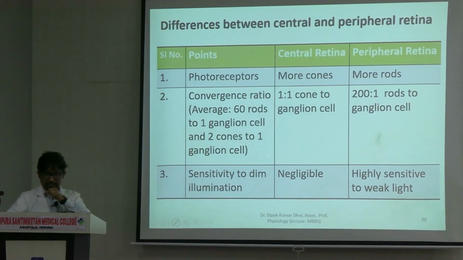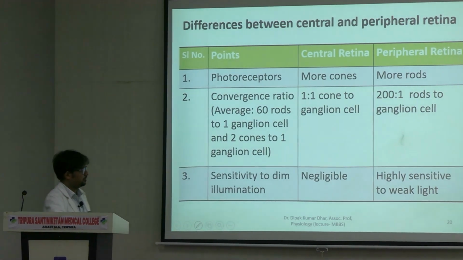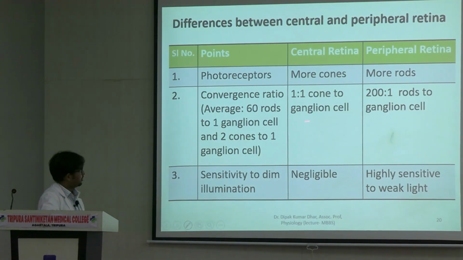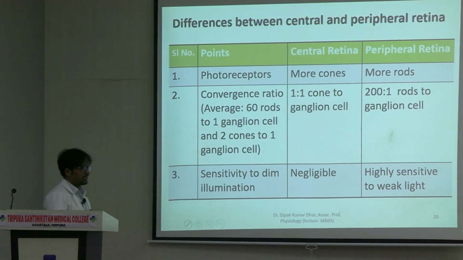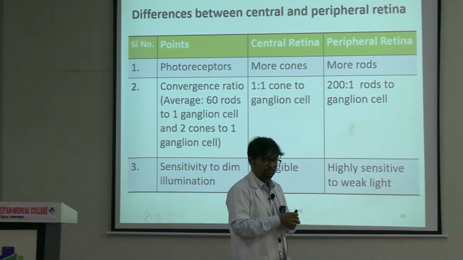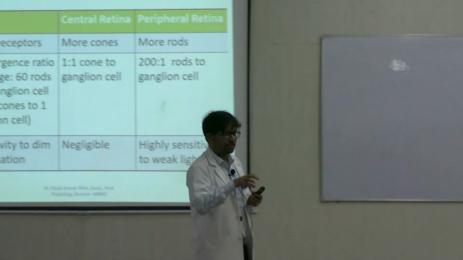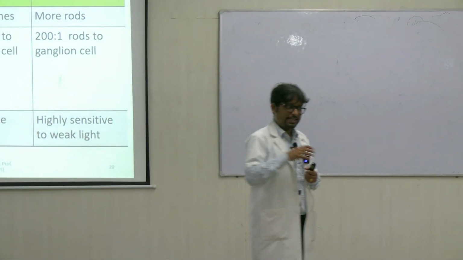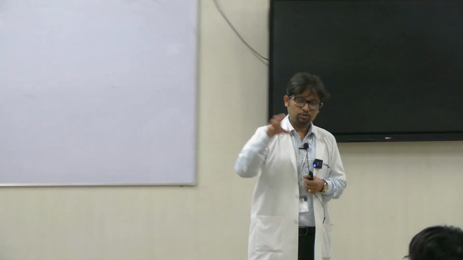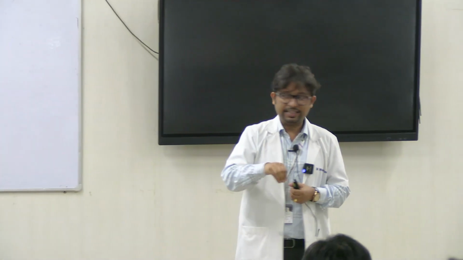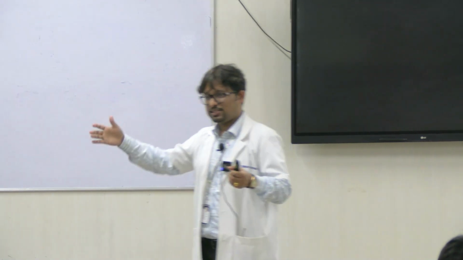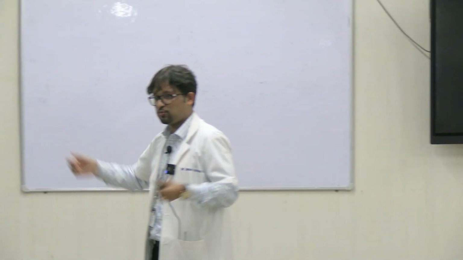Now what are the other differences in the central and peripheral part? So this point is very important. The second point, yeah, already you know this, the convergence ratio. At the start of vision I told you that the visual pathway is a pathway where there is both synaptic convergence and divergence, the same pathway. So from the photoreceptors till the ganglion cells there is convergence. The number of photoreceptors is in millions, many times more.